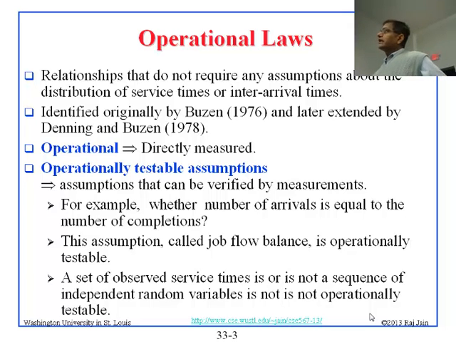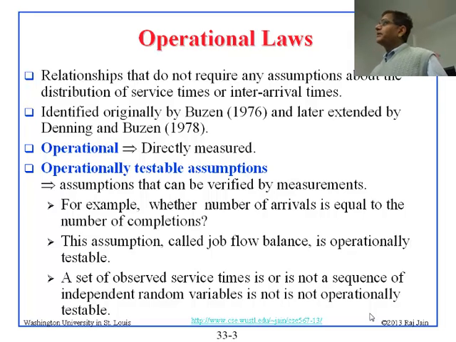We call them operational laws because they do not require any assumption about the distribution of service times or inter-arrival times. Just like Little's law doesn't assume anything is exponential, it just applies. You just measure the times outside the system, and you can find out how many people are inside the system. So they're directly measured, and so they are operationally testable assumptions. Something that is operationally testable means even a person running the system can measure it and see whether it applies or not. So that can be verified by measurements.